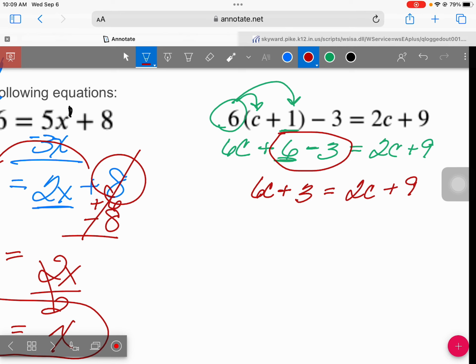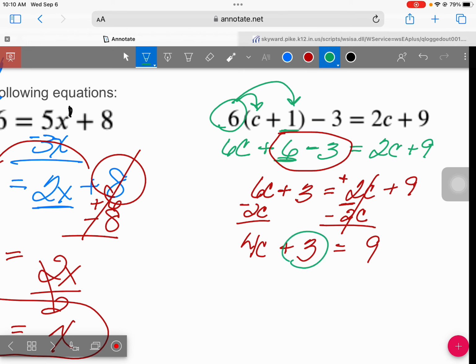I always like to move my variables first. Here is the smaller coefficient. It is a positive 2C, so I am going to subtract 2C from both sides. 2C or not 2C? That is the question. 6C minus 2C is 4C plus 3 equals 9. I need to move that 3 to the other side. It's right now being added, so I'm going to subtract 3. You always want to do the opposite. 3's cancel out, and 4C is equal to 6.